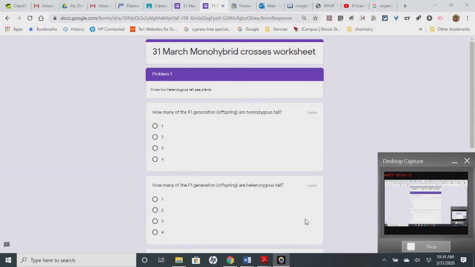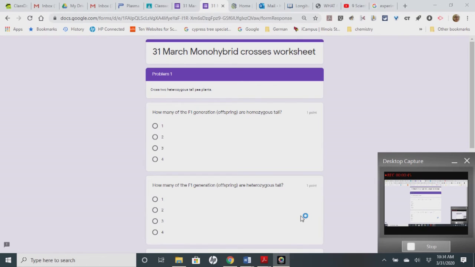Okay, if you look at the worksheet that I gave you yesterday, it's called Monohybrid Crosses. It's a worksheet about crossing tall pea plants with short pea plants, and I did problem number 2 for you. The second page is crossing yellow-eyed aliens with pink-eyed aliens. So you're going to enter the answers from that worksheet into this Google quiz that I gave you.